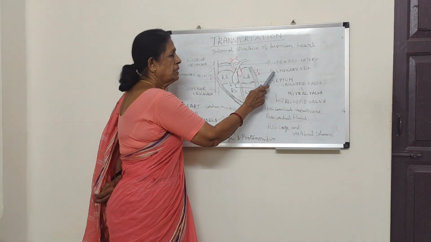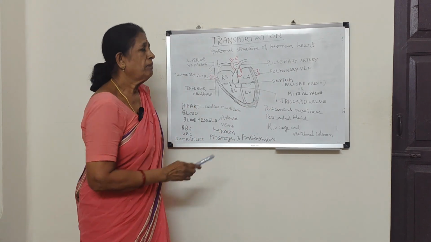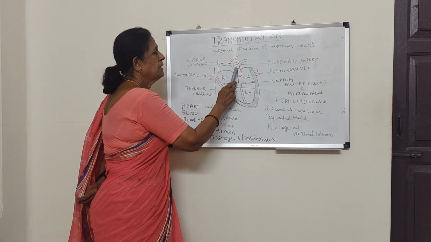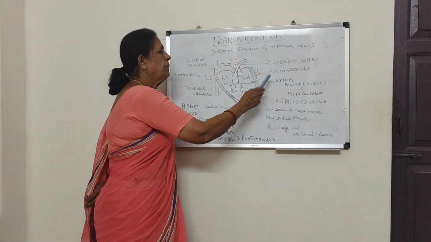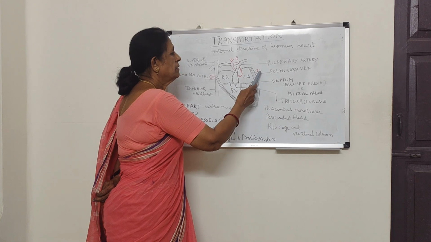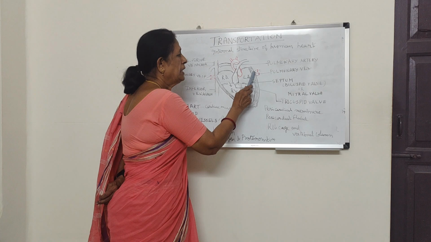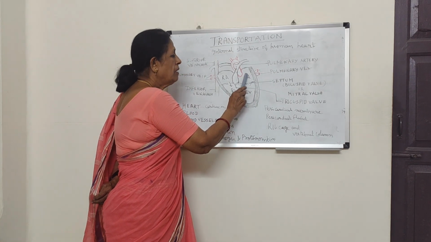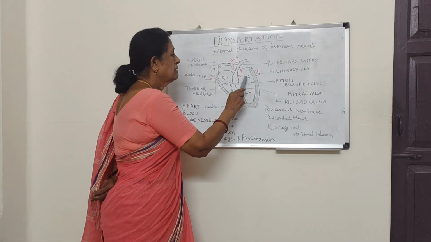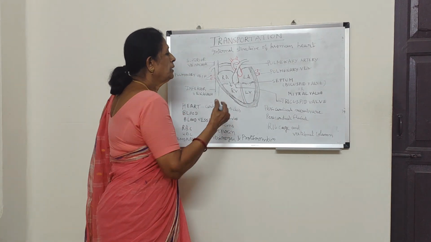Now this oxygenated blood is collected by the pulmonary vein. Remember, the pulmonary vein is the only vein which carries oxygenated blood. Oxygenated blood is represented with red color, and deoxygenated blood is represented with black color. So the pulmonary vein collects oxygenated blood from the lungs and opens into the left auricle, the left atrium. From the left atrium, the blood goes to the left ventricle, and in the same way the flow of blood is unidirectional.